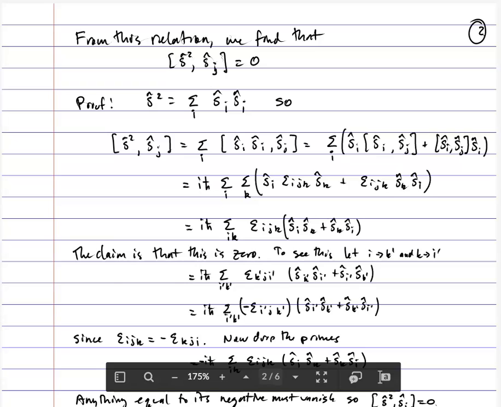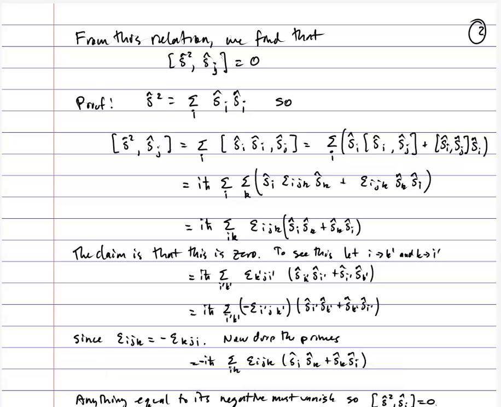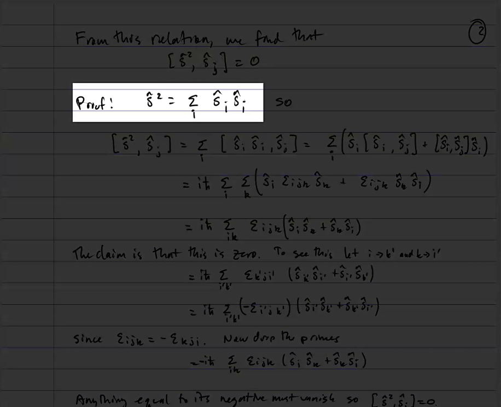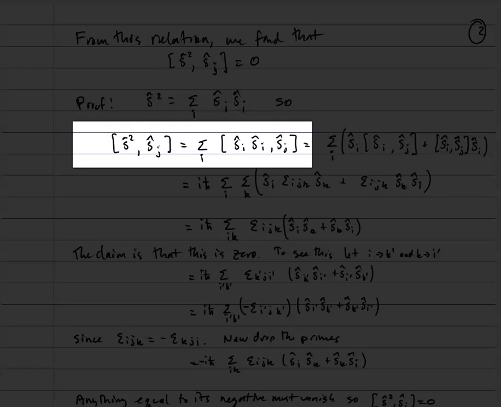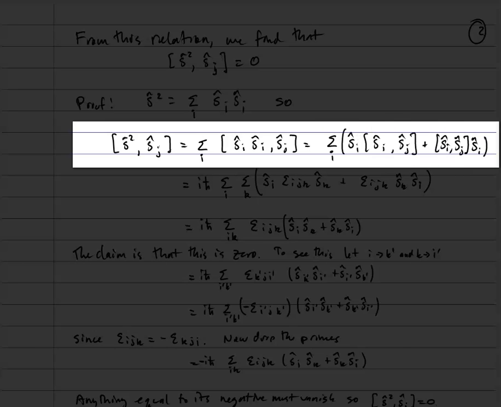Okay, we also can now work out what the commutator of S squared with Sj is. It's equal to 0, and we're going to just prove it by using the Leibniz rule for the commutators. So first we write out that S squared is the sum over i, Si Si. Then the commutator of S squared with Sj is the sum over i, Si Si commutator with Sj. We then use the Leibniz rule, which pulls an Si out to the left and an Si out to the right. And you get a sum over i, Si commutator of Si with Sj plus commutator Sj with Si.